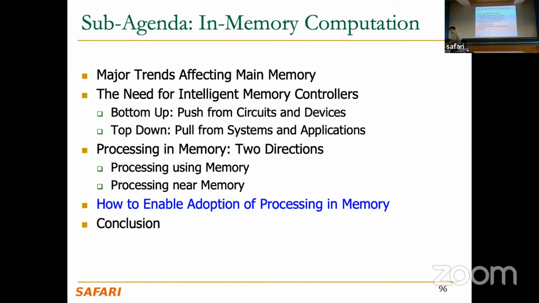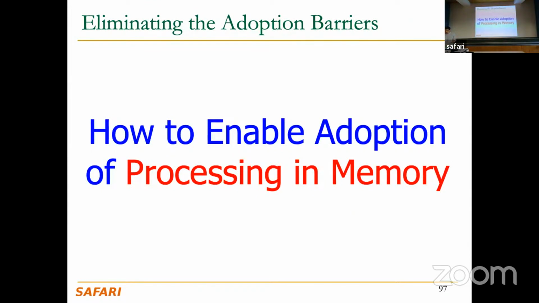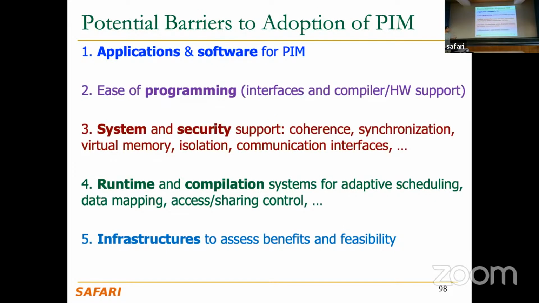Okay, I think it's a good time to continue. We are done with the two main directions in processing in memory: processing using memory and processing near memory. What we are going to discuss in the rest of the lecture are different directions that it is still necessary to pursue in order to enable the adoption of processing in memory in real-world systems. So this is about how to enable the adoption of processing in memory, and there are certainly some barriers for adoption.